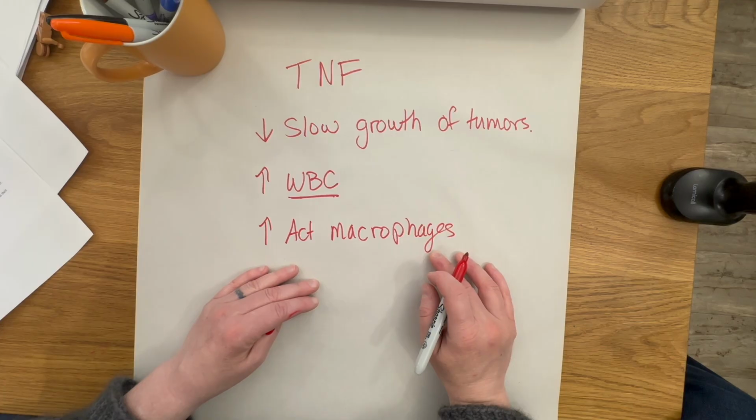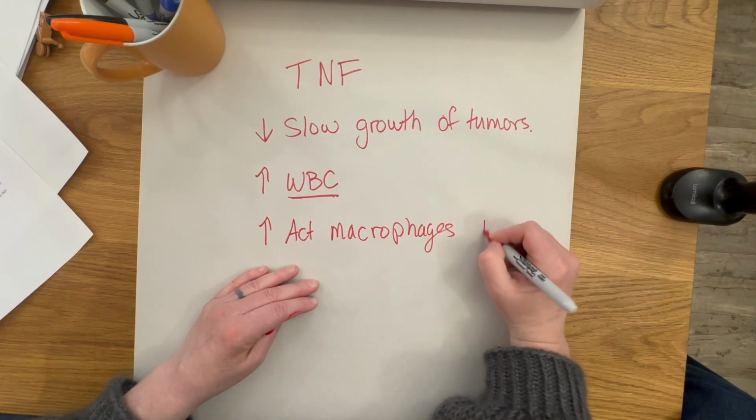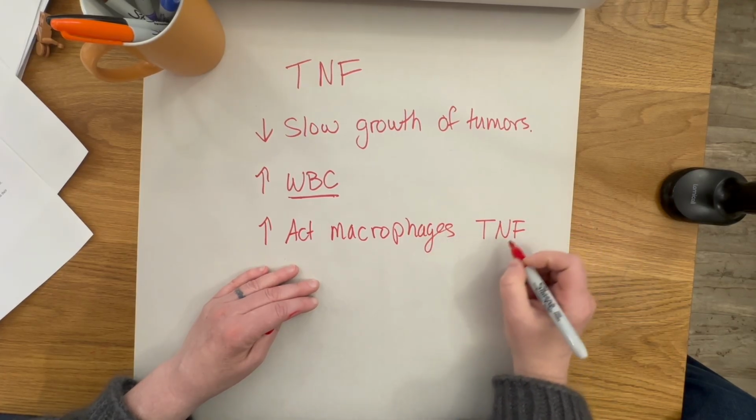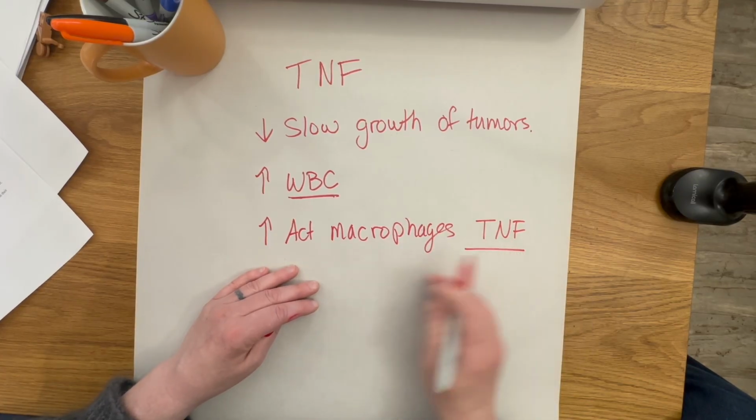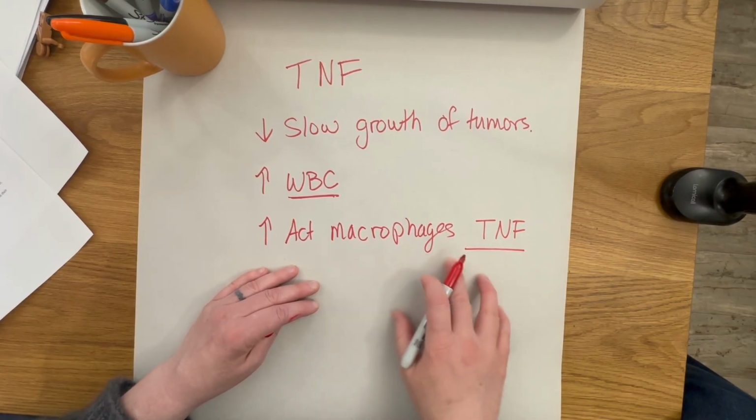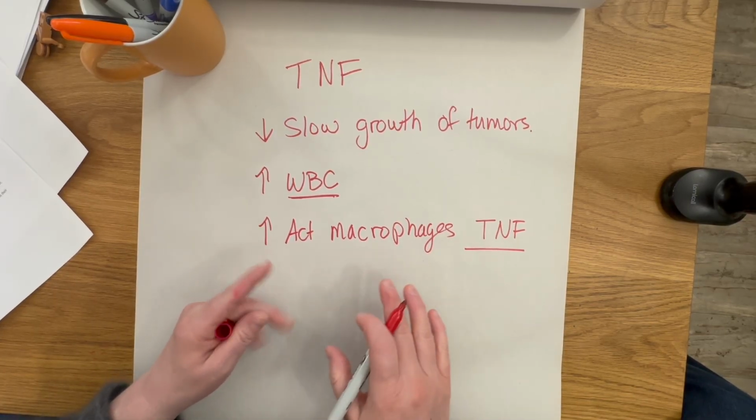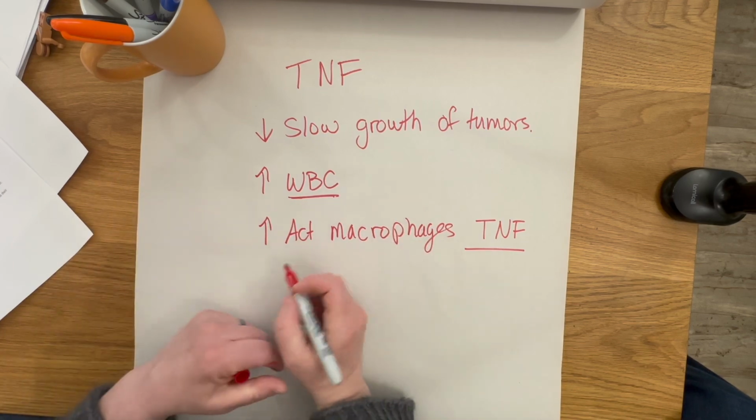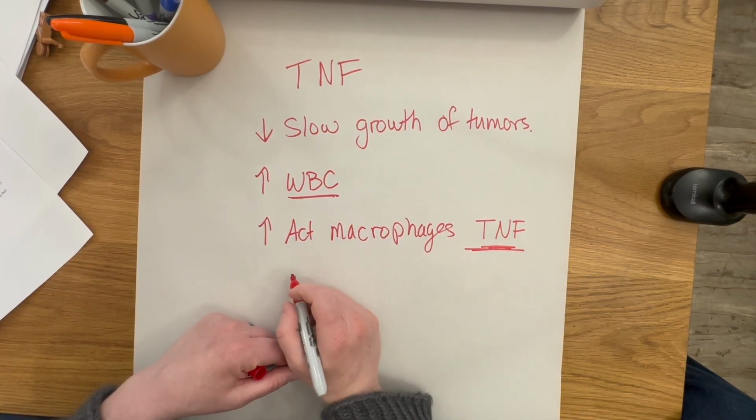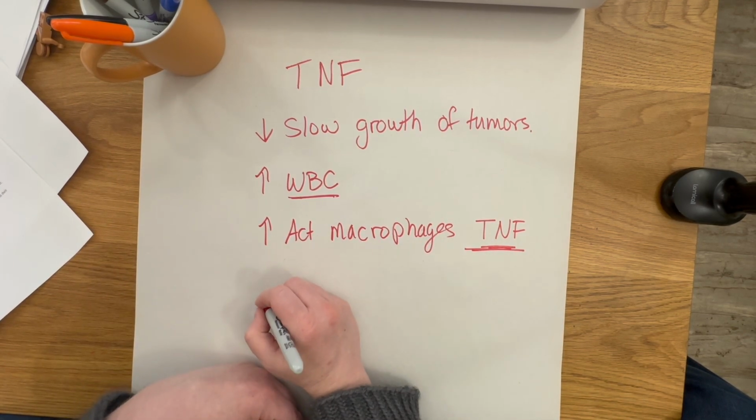And the macrophages can then secrete tumor necrosis factor themselves and carry those molecules on their presenting membranes, or on their major histocompatibility complexes, right? They're going to display the tumor factors. And then cytotoxic T cells.